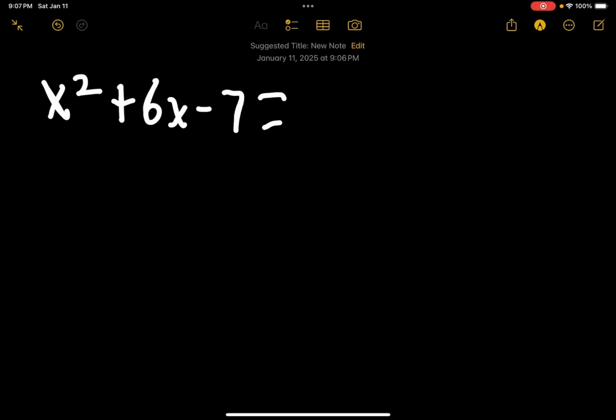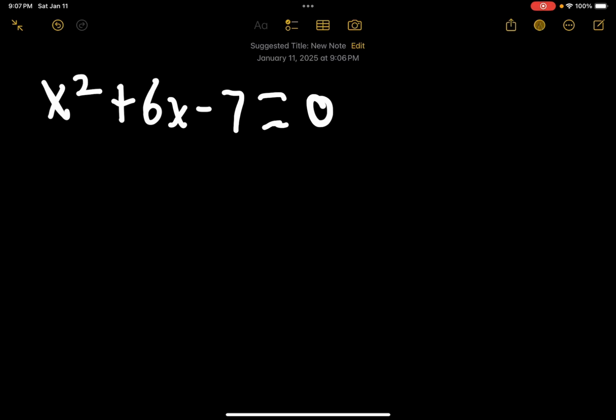All right, solving quadratic equations using completing the square. Completing the square is so dumb to me, but I'm gonna show y'all how to do it anyways. We're gonna start off with x squared plus 6x minus 7 equals 0.